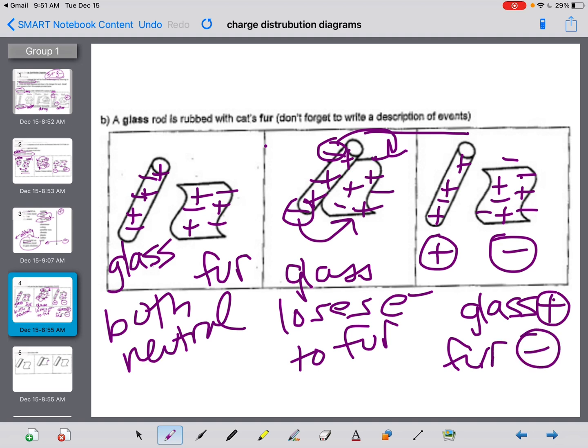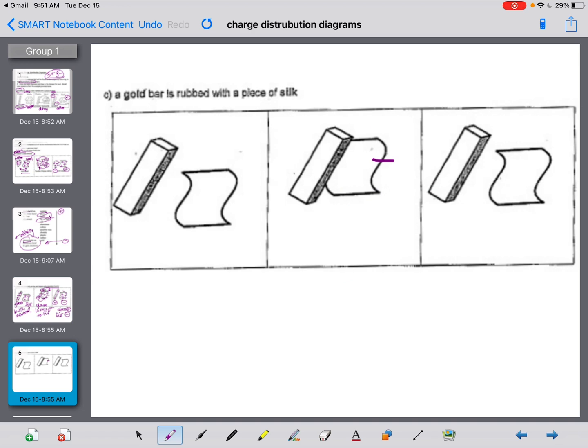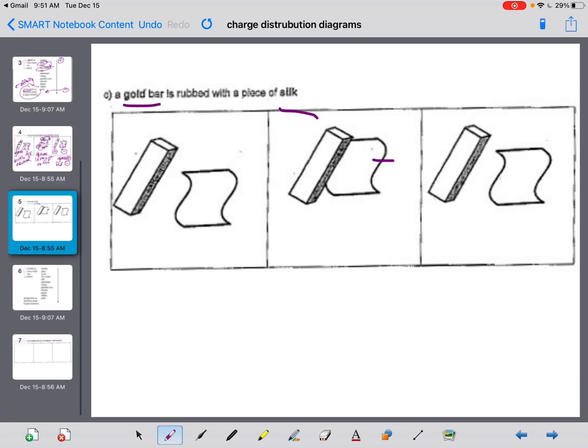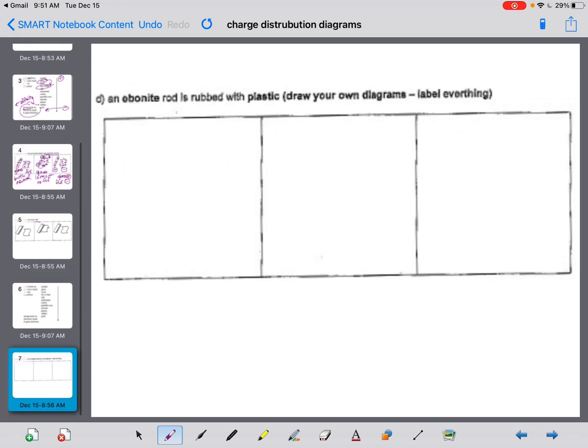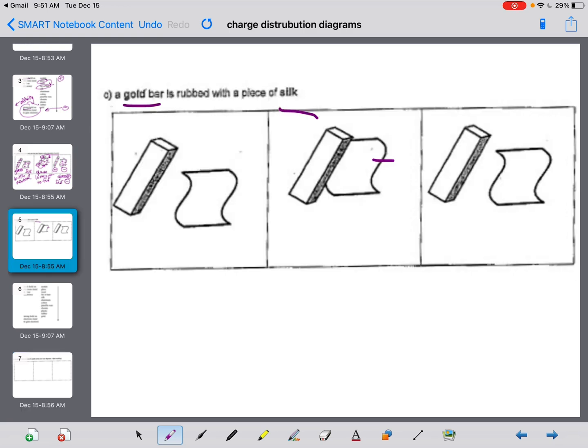Okay, so there are 2 more that we're going to try out. We have a gold bar rubbed with a piece of silk, which is repetitive to what we're doing. It's just new materials that we're comparing. And then there's going to be one where I'm going to have you draw it on your own. Okay, so we'll take a look at that in the next part.